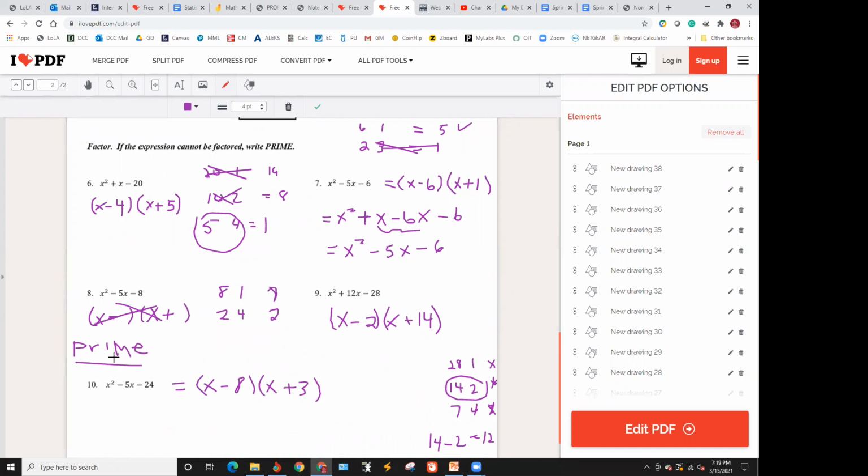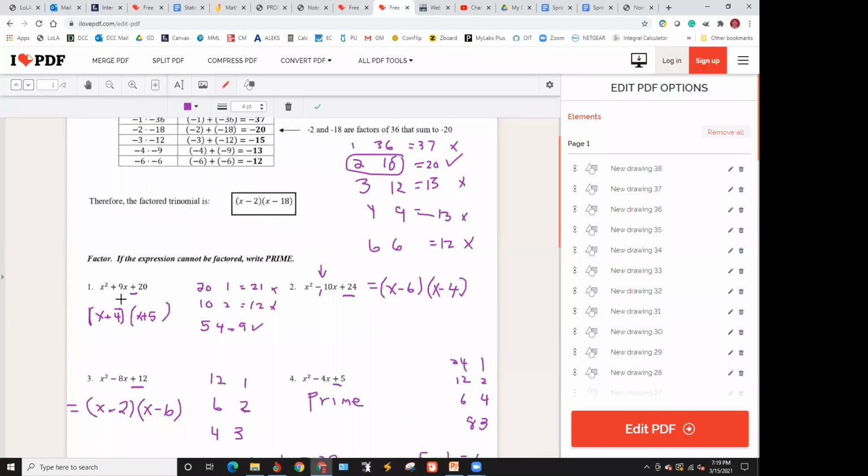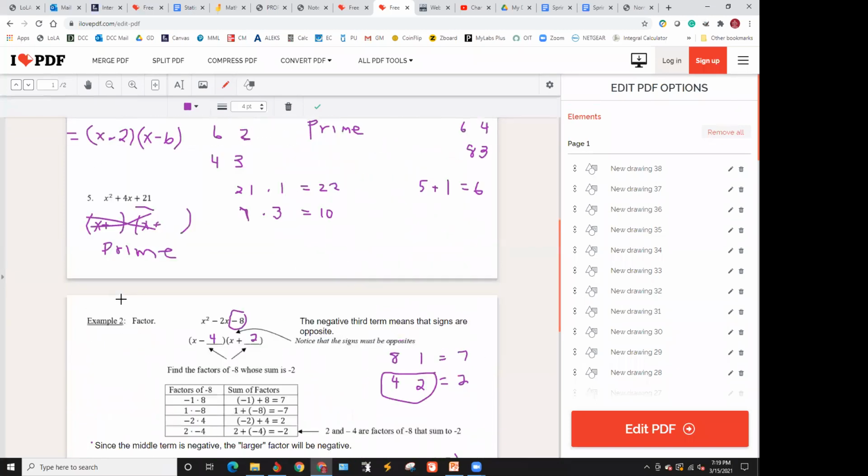We're going to find out in chapter 10 at the end of the class that there is a way to solve these when they are equations. But anyway, for right now, these are not factorable, so we're going to say prime.